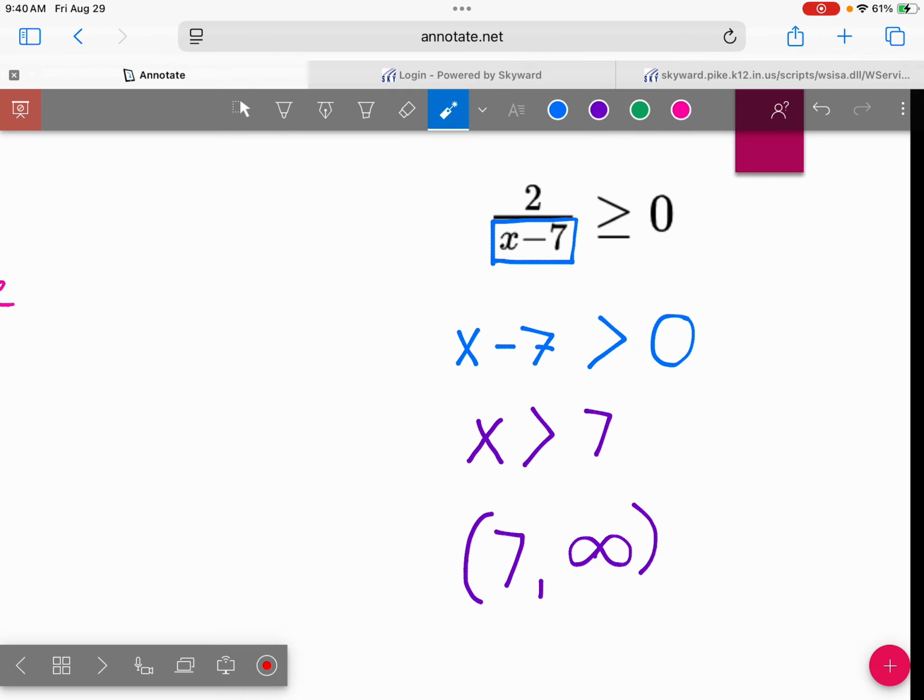I'm not going to be super petty about this part, but I just wanted to talk through it because technically it cannot equal 7 because our denominator would then be 0. Okay.